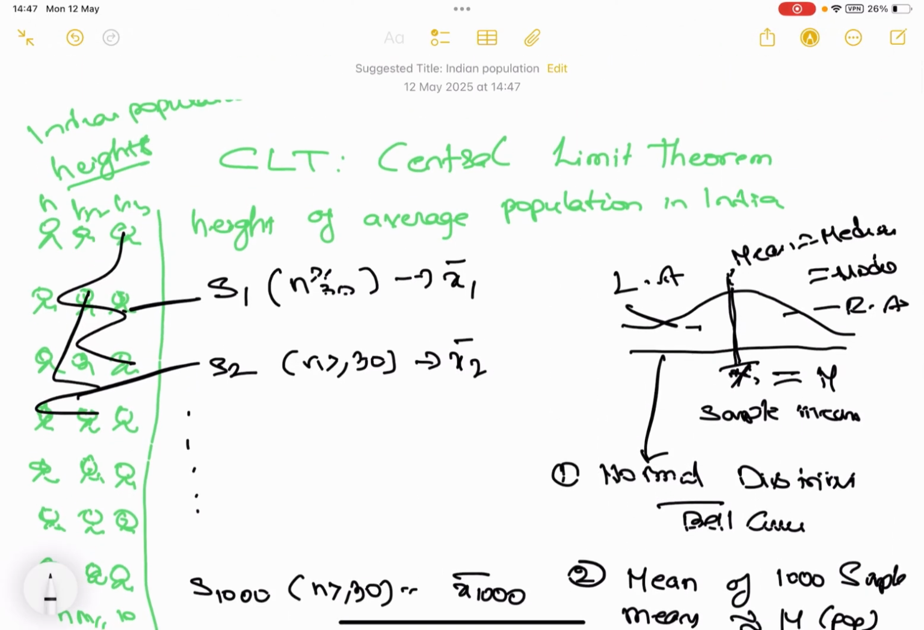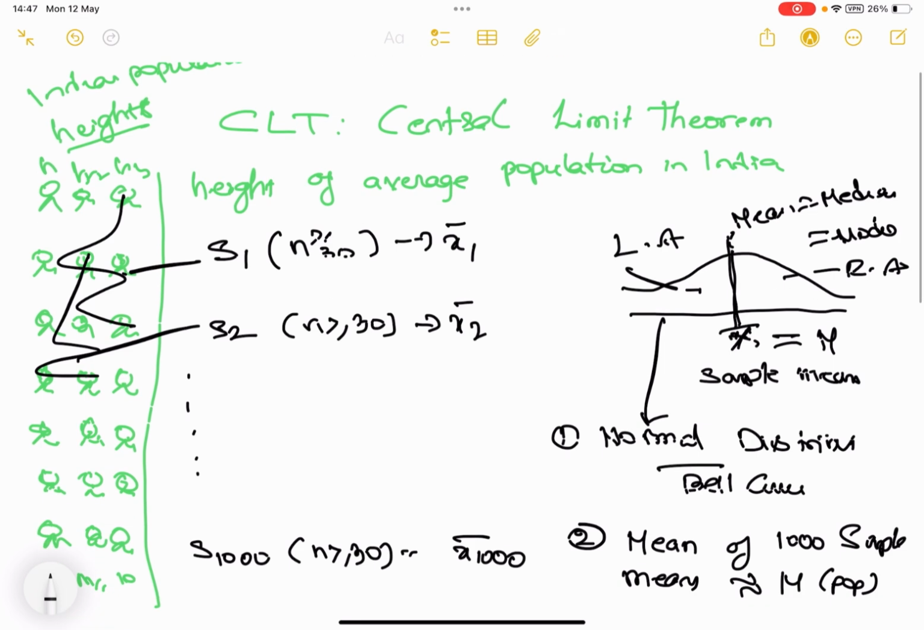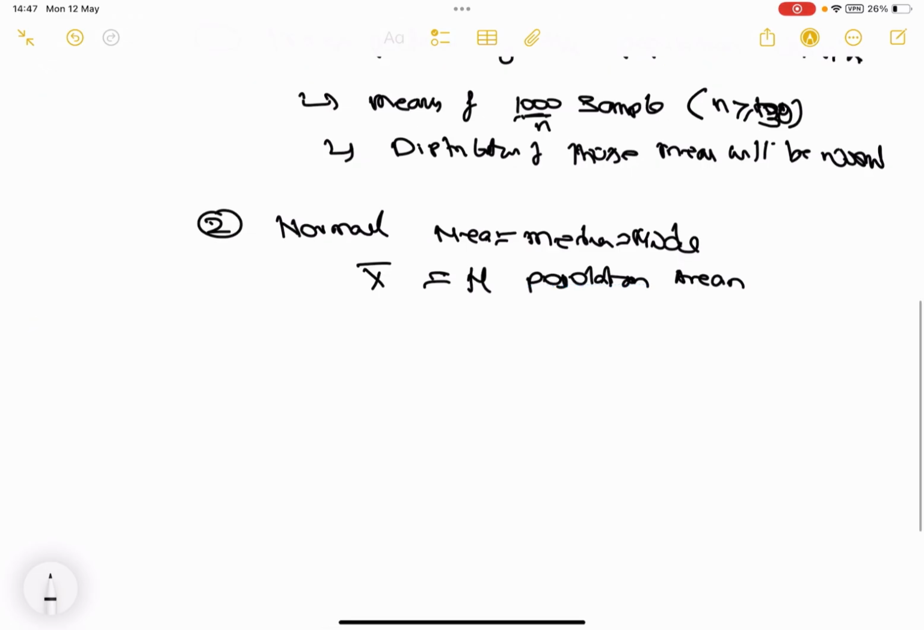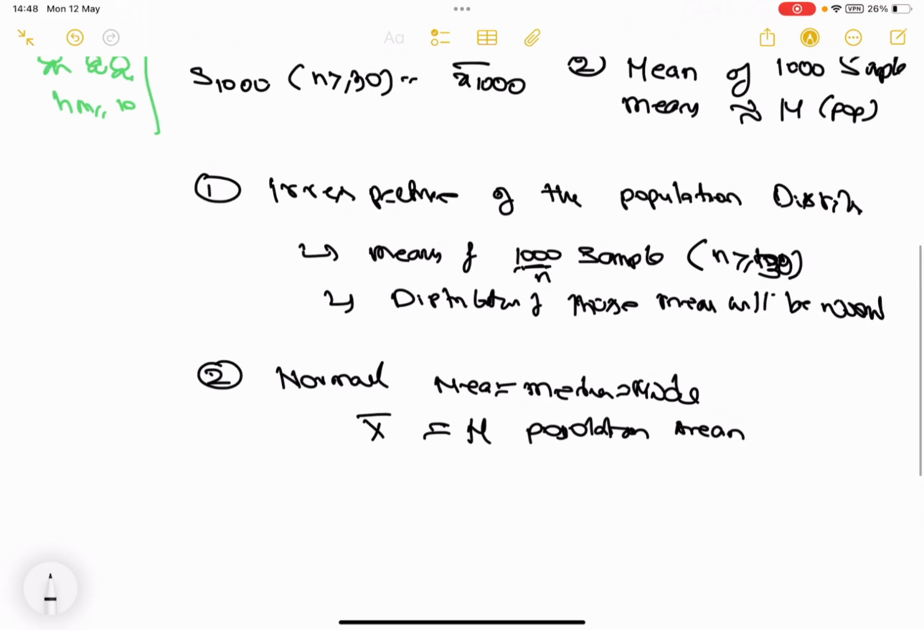There is an Indian population. I want to know the average height of that Indian population. I don't have the data of the whole population of 140 crore with me. So what I have done is take 1000 samples. I made sure that each sample contains at least 30 people. Then I took the means of all those 1000 samples and plotted the distribution, and I got the normal distribution. So the mean of all those means will be the population mean. These two are important things to remember when it comes to the Central Limit Theorem.